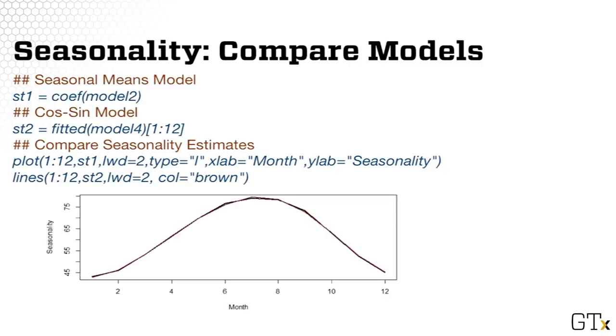As provided by the R code, the seasonality fitted using the seasonal means model is in black and the sine-cosine model is in brown. As seen in this plot, both are very similar in fitting the seasonality. Because the fit is almost the same, we would prefer the model with fewer regression coefficients, particularly the sine-cosine model.